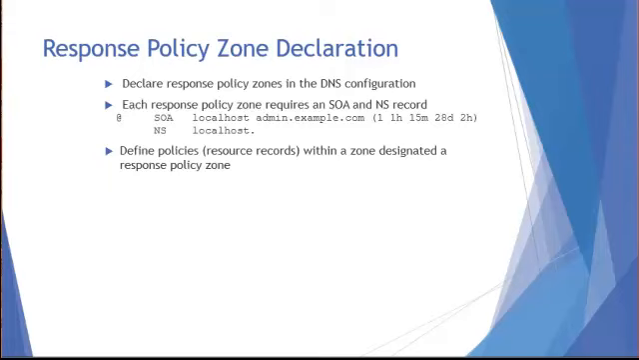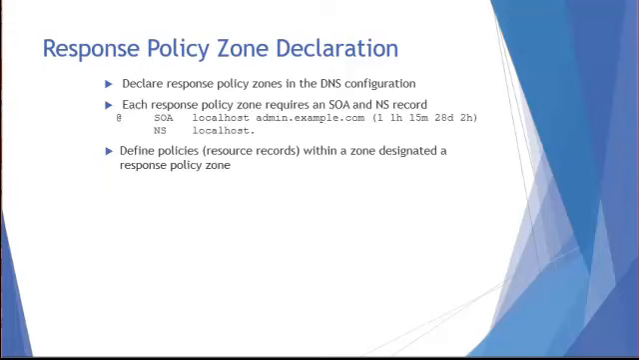And then for each of these response policy zones you have, of course, it is a zone file, so it does require a start of authority and name server records, so you can define those there. And then also the individual policies are defined as resource records within the zone. So using the examples we just looked at on the last slide, you would populate your zone files with these resource records, which encode the trigger and corresponding policy for each.